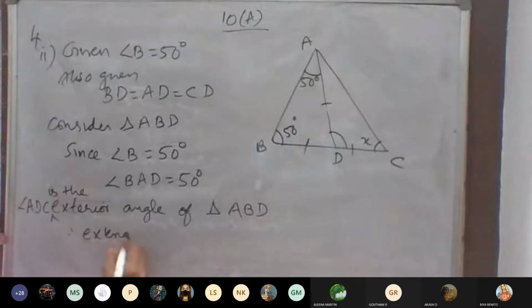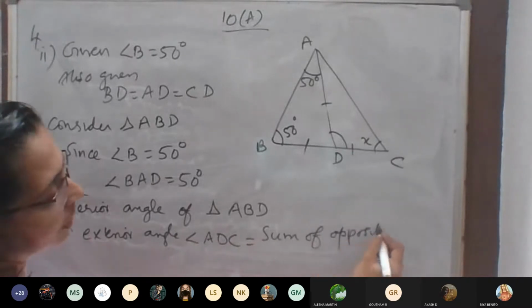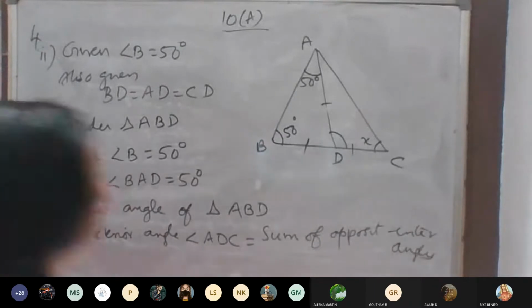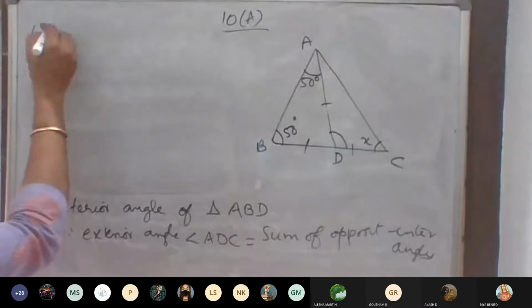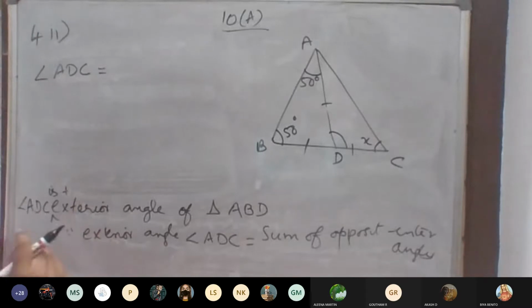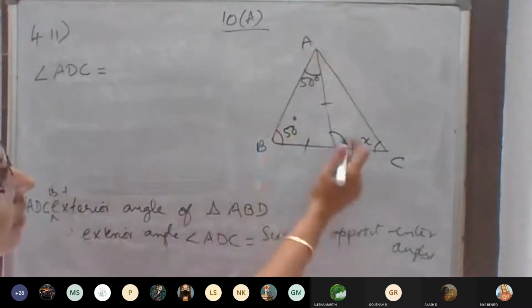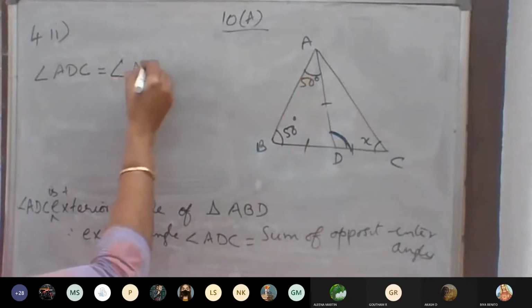Therefore, exterior angle ADC is equal to the sum of opposite interior angles. So we can write angle ADC, the exterior angle, is equal to the sum of opposite interior angles, which will be angle DAB and angle ABD.